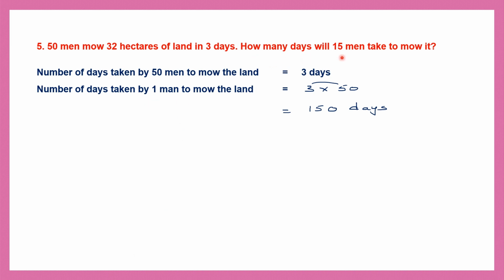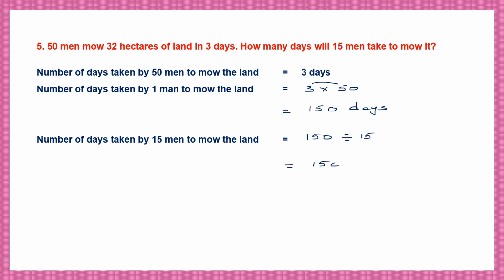Now we are asked to find how many days will 15 men take. So number of days taken by 15 men. If one man takes 150 days all by himself, when 15 men come, it's going to take fewer days because they're all working together. So if it is less, it's division. 150 divided by 15. Let's write it in the form of a fraction. We can multiply 15 into 10. 15 tens are 150. So 15 ones are 15, and 150 by 15 is 10.